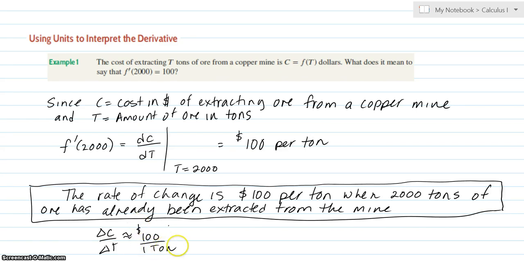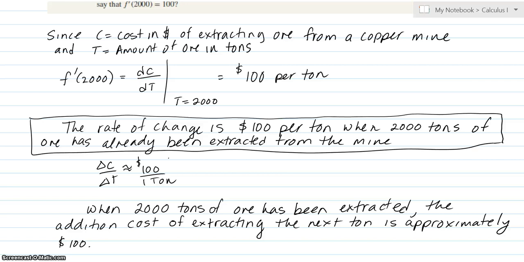So you can see here that for each additional ton, right after the 2,000, for each additional ton from that point, the additional cost is going to be $100. So again, when 2,000 tons of ore has been extracted, the additional cost of extracting the next ton is approximately 100.